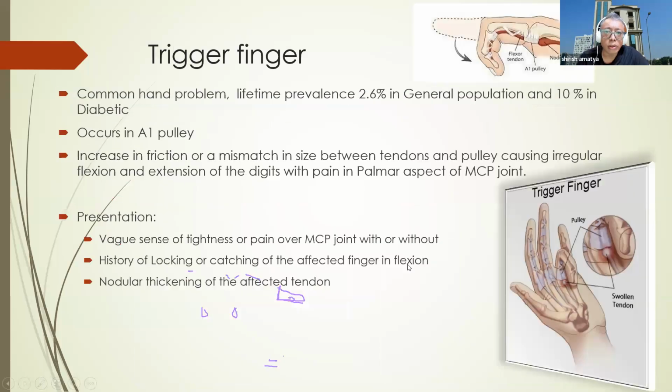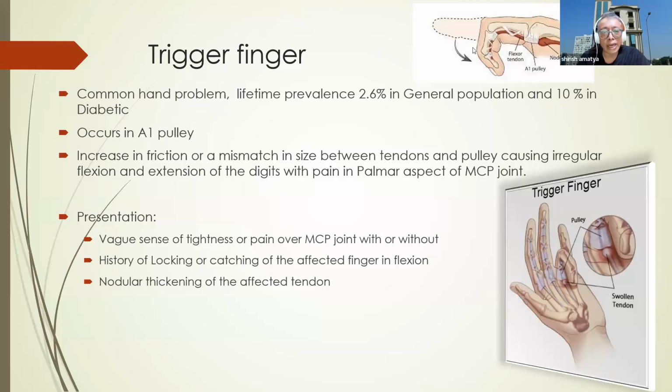So, coming to trigger finger. It's one of the most common hand problems that we encounter in everyday clinical practice, and the prevalence is quite high. In the general population, about 2.6% will have a lifetime prevalence of trigger finger, and in diabetic patients it is even more, about 10%. The main pathology here is either increased friction or a mismatch in size between the tendon and pulley, causing irregular flexion and extension of the digit.